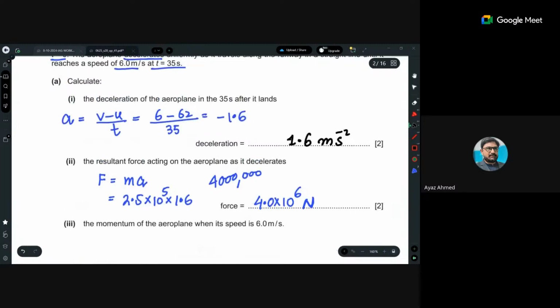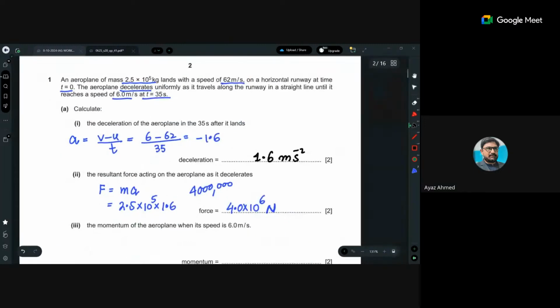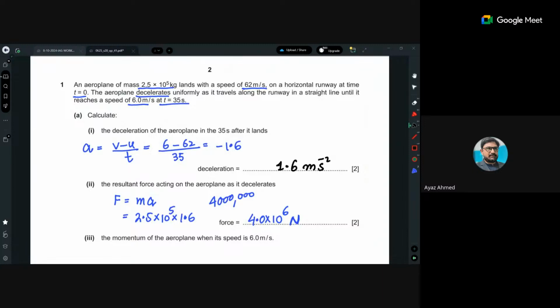Okay, so this is actually the question. If you join me right here, I can give you the clue that there is an aeroplane of mass 2.5 into 10 to the power 5 kg. It lands with a speed of 62 meters per second, so it is its u, on the runway at time equal to 0. It decelerates uniformly and travels along the runway in a straight line. Straight line means there is no change in gravitational potential energy. And at time t equal to 35 seconds, it reaches a speed of 6 meters per second. That is its final speed, so I can call it v. So v is given to you and the time is 35 seconds.